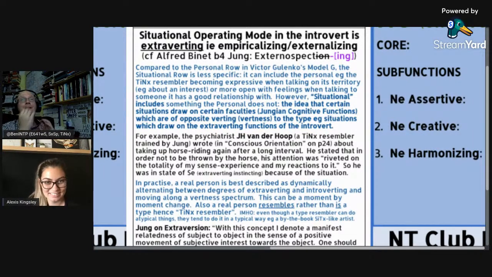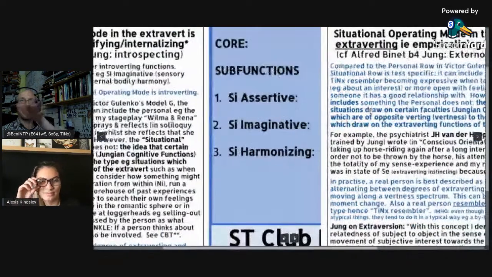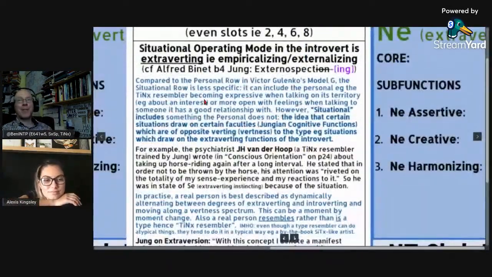Right. So situational operating mode in the introvert is extroverting, i.e. empiricalizing and externalizing. Now, compared to the personal and Victor Gulenko's Model G, the situation is less specific. It can include the personal, e.g. the TINX resembler becoming more expressive when talking on its territory, e.g. about an interest, like this one here, or more open with feelings when talking to someone it has a good relationship with. However, situational includes something the personal does not.